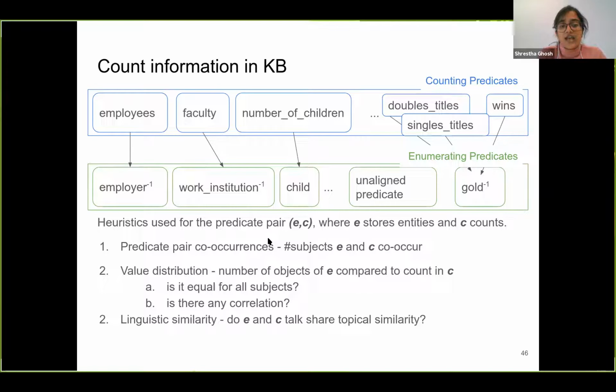And you could also look at the linguistic similarity of the two types of predicates. So here again, number of children is linguistically more similar to child versus work institution or employer.